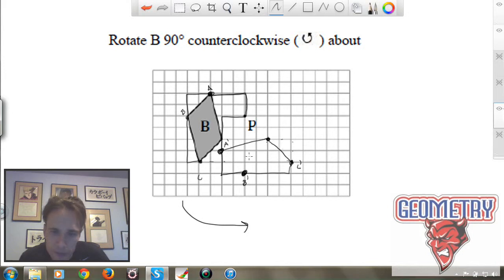Connect all of these to get our rotation of figure B. A lot of it's visualization. The more you do, the better you get.